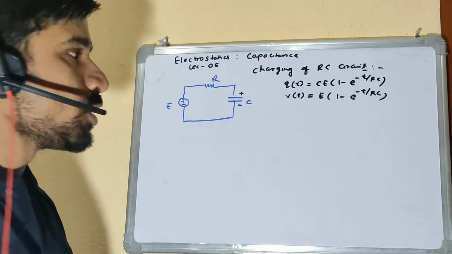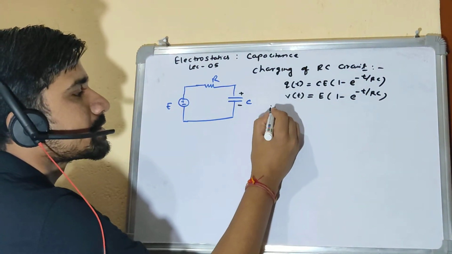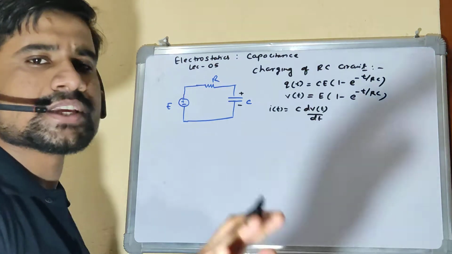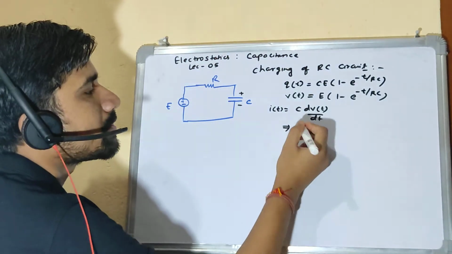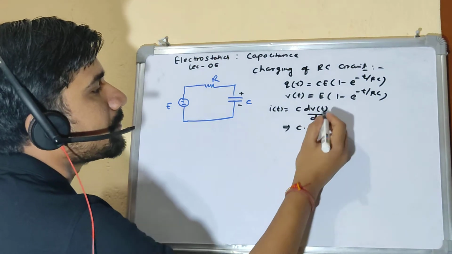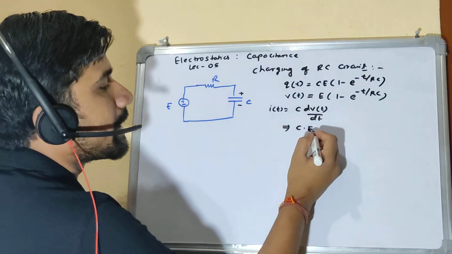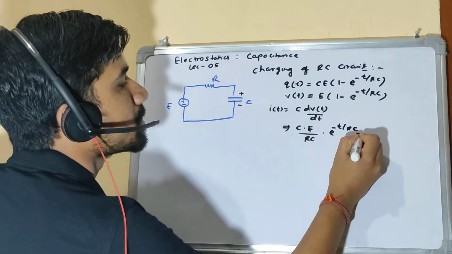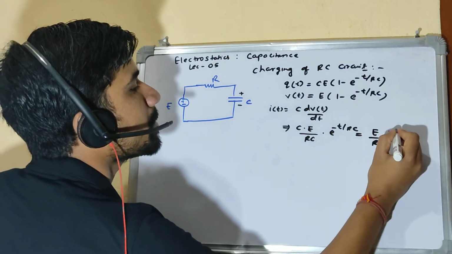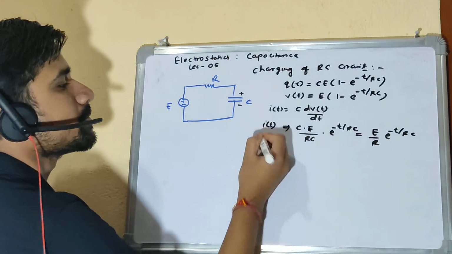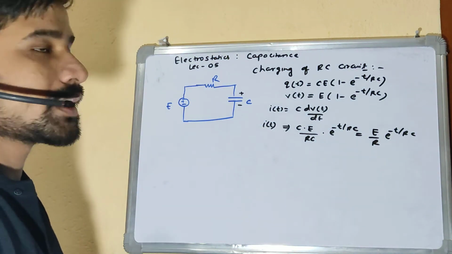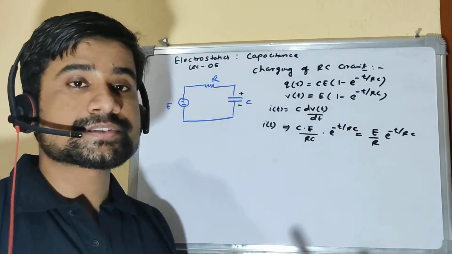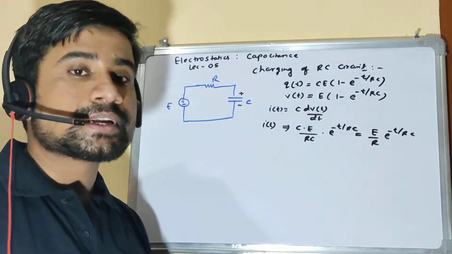This is the voltage. What about current? As I already discussed, current is nothing but C into dV by dt. If I differentiate the voltage and find the current, it becomes C, and the differentiation gives E, then 1 by RC, and e to the power minus t by RC. So this is nothing but E by R into e to the power minus t by RC, the expression for current. So now we have the expressions for current in the capacitor, voltage across the capacitor, and charge on the capacitor, all as functions of time, right?